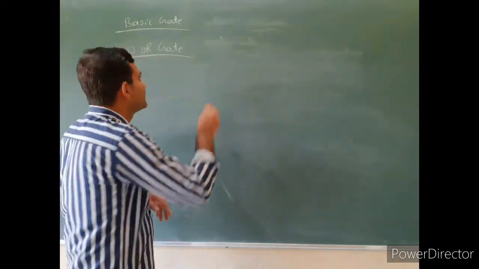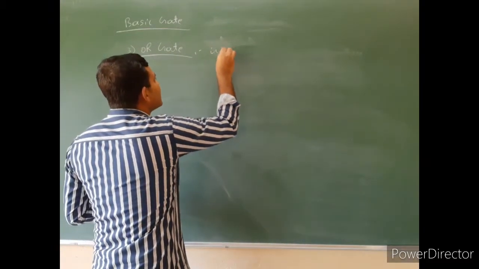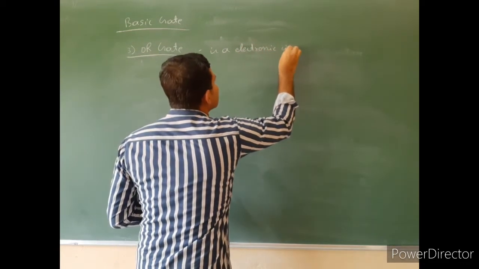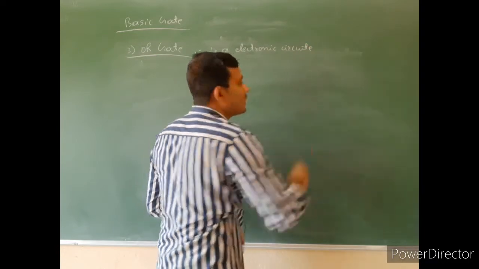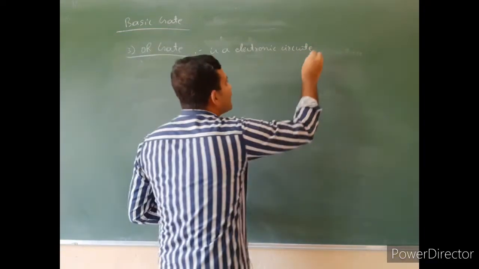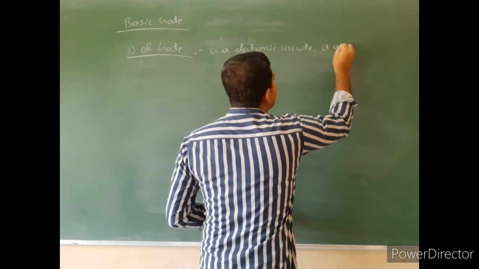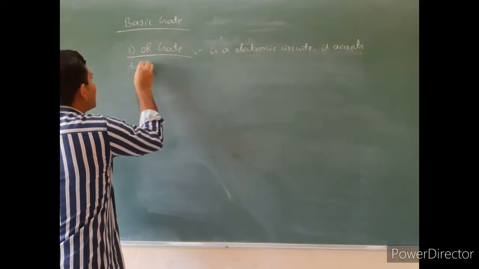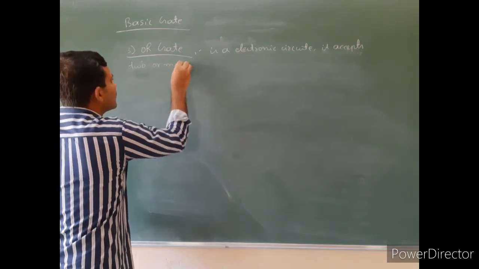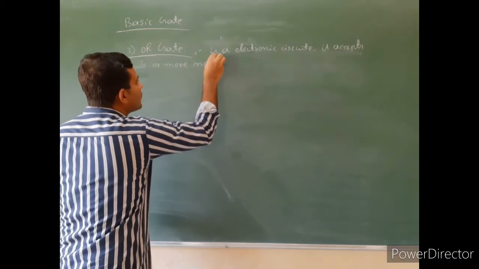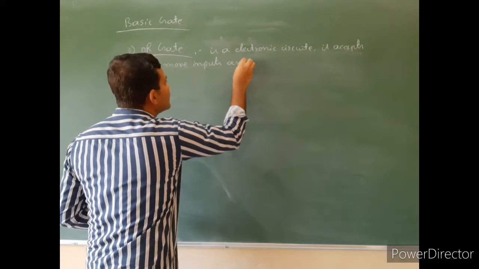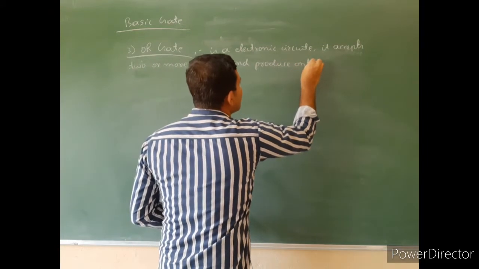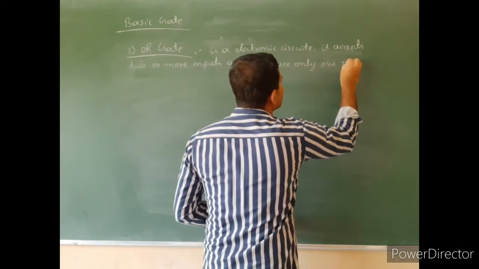Here, what is the OR gate? The OR gate is an electronic circuit. It accepts two or more inputs and produces only one output.